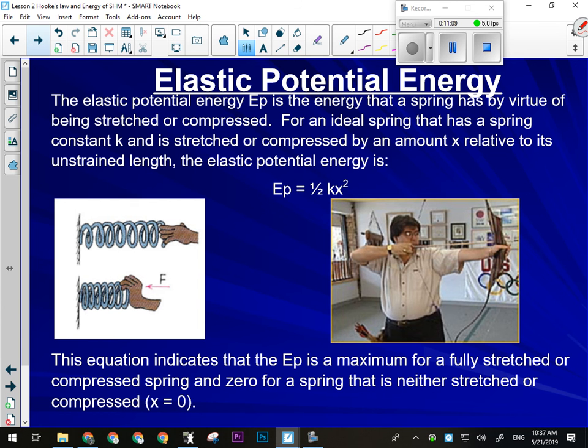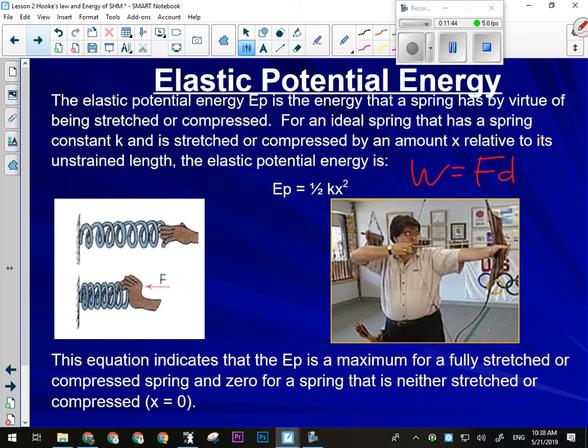Now, elastic potential energy in a spring is related to Hooke's law, because the further I stretch or compress a spring, the more force I exert, the farther it goes. That means work is equal to force times distance. The force I exert on a spring multiplied by how far I displace it will give me the work I have done. The work I have done becomes what kind of energy? Elastic potential energy in the spring, right before I release it. Obviously, after I release it, it can become kinetic.